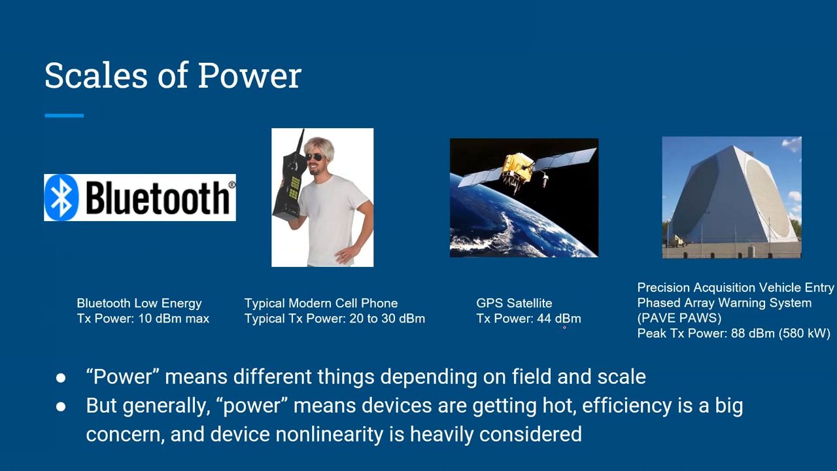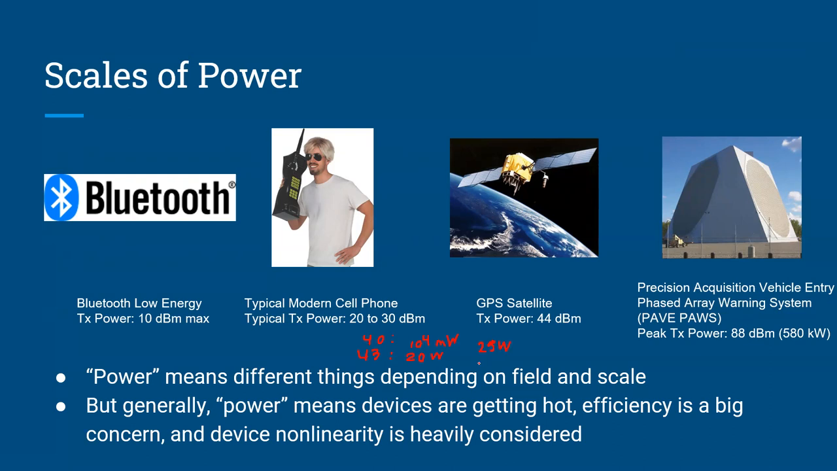GPS is transmitting at 44 dBm. And if you remember your little dB tricks, remember, 40 dBm is 10 to the fourth milliwatts, right? So 40 dBm is just 10 watts. We add 3 to get the 43 dBm. So this is 40, 43 is 20 watts. And then we have to add an extra dB to get to 44 dBm. And that comes out to around 25 watts.